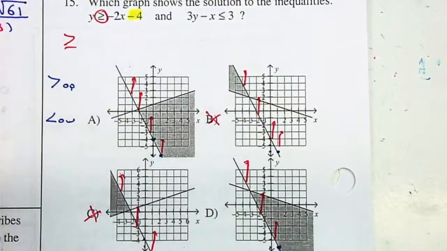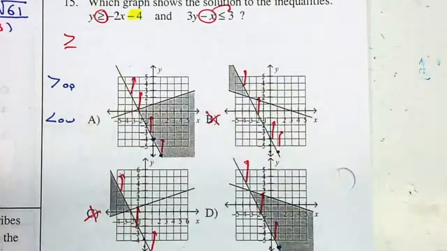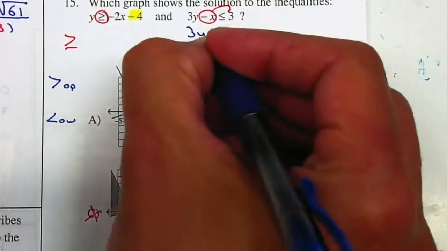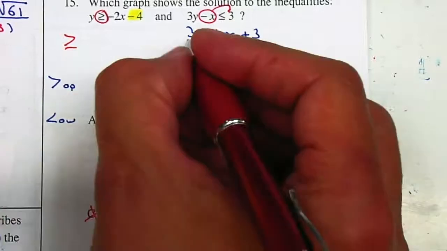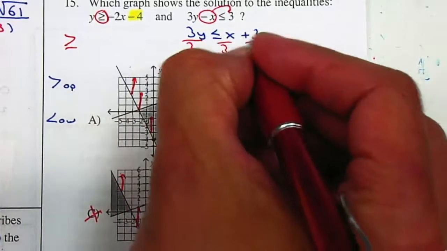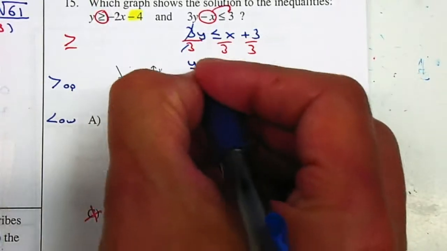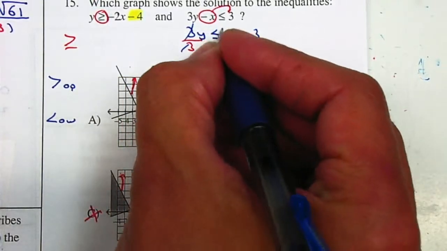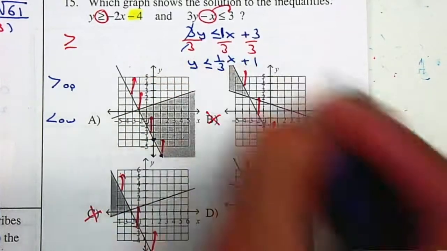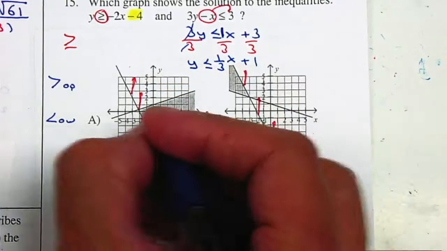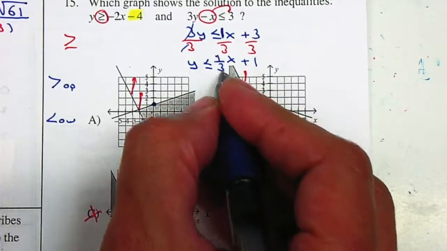Now for the second one, I'm going to solve for y. I'm going to move my negative x to the right, and it becomes a positive. So 3y is less than or equal to x plus 3. I need to leave the y by itself, so I'm going to divide by 3, divide by 3, divide by 3. The 3's cancel. So now we have y is less than or equal to, with a coefficient of 1 over 3 x, and 3 divided by 3 gives me 1. So my y-intercept will be positive 1, and my slope is up 1 and to the right 3.